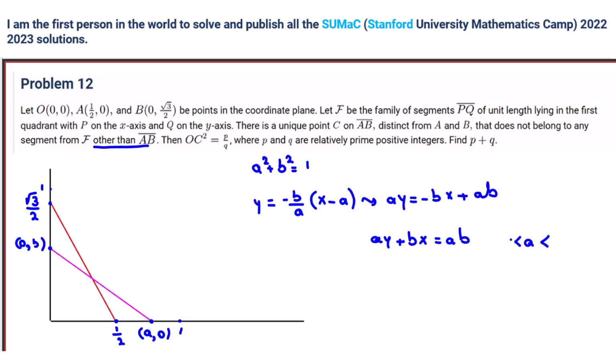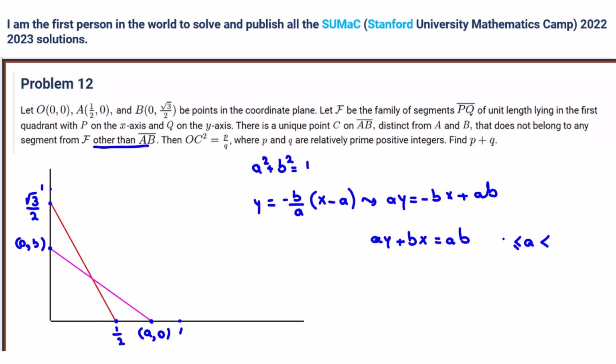a can be from 0 to 1. Do we consider a equals 0, for example, consider this line? Well, it should be greater than 0, right? Does it belong to F? It says greater than 0, unit lying in the first quadrant with p on the x-axis. It is on the x-axis, but it is not important because we shouldn't consider it, right?